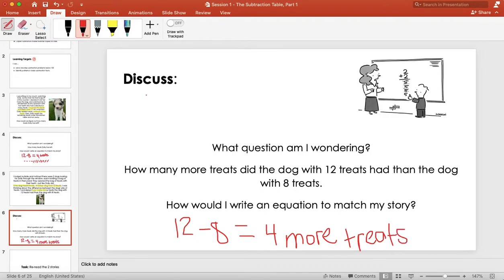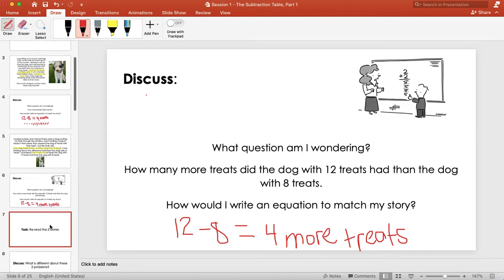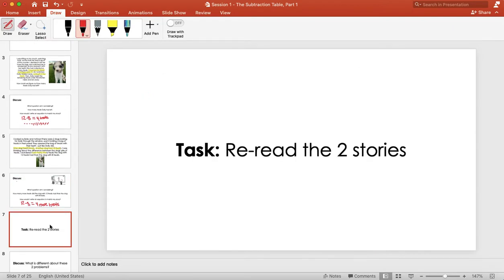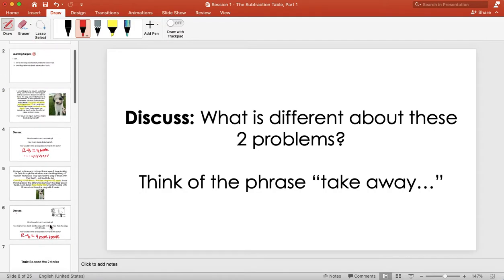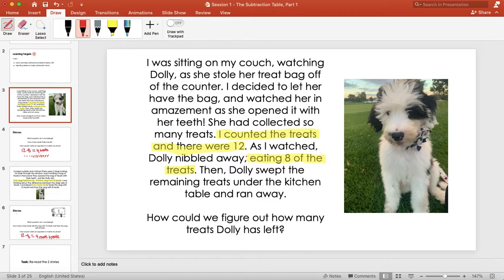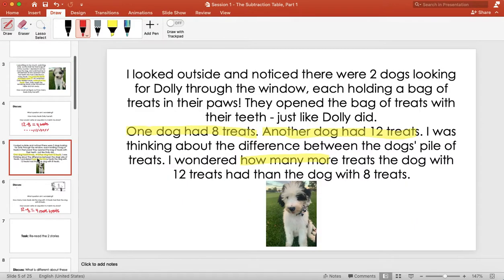Okay, 4 more treats. This wants us to reread the two stories, but we're not going to do that. I want to discuss what the difference is about the two problems. Let's quickly look at it. In this first one, Dolly started with 12 treats, and then she ate 8 of them, and we got the answer of 4. In this one, we're talking about the difference. So we are comparing the dog with 12 treats and the dog with 8 treats.